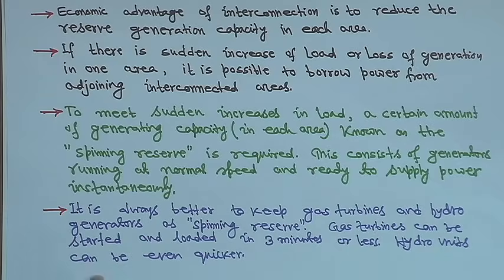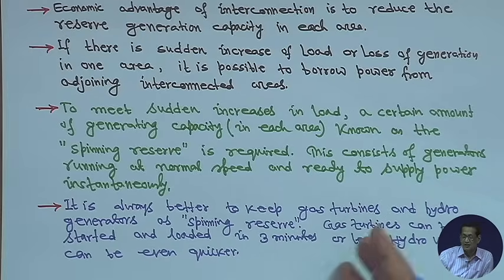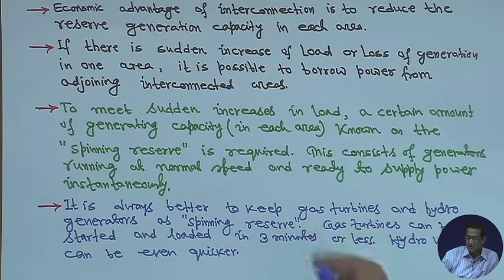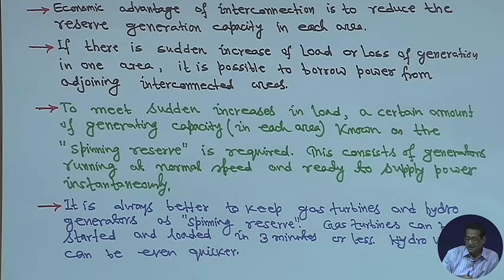Suppose the load has suddenly increased, but you don't have sufficient capacity to immediately supply that load. In that case, your gas turbine or hydro units will be very effective, because they can generate power very quickly. A thermal unit has some limitations. Later, if possible, I will tell you.